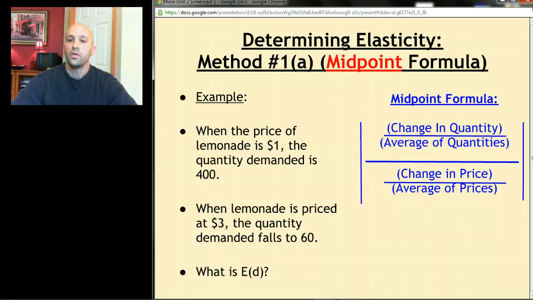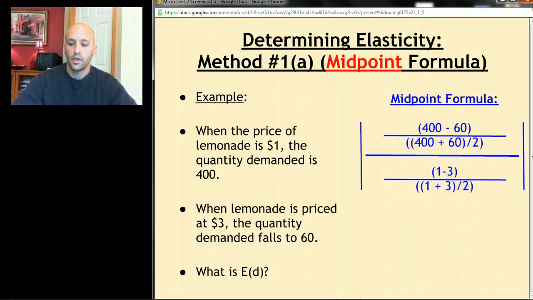What do? You use what's called the midpoint formula, which you can see on the right of your screen. The way to memorize the midpoint formula, because it can be kind of complicated, is to simply memorize it in words. It's the change in quantity divided by the average of the 2 quantities, all over the change in price divided by the average of the 2 prices, and we're going to take the absolute value of that number. So here we go. In terms of the change in quantity, we take the first quantity of 400, we subtract from that the second quantity of 60.